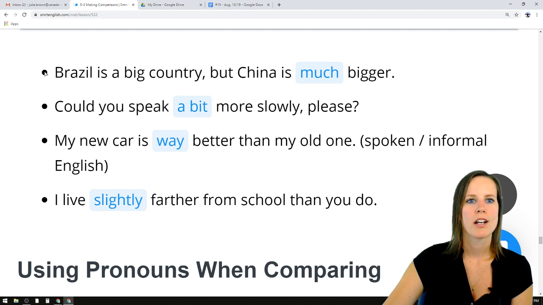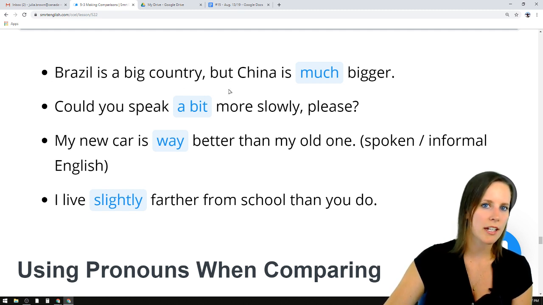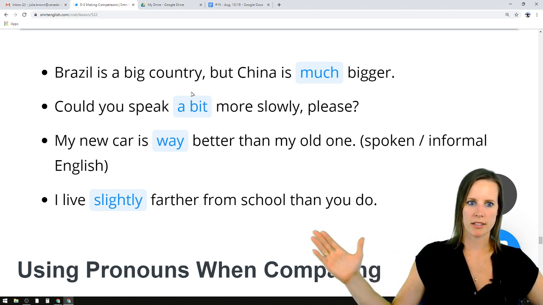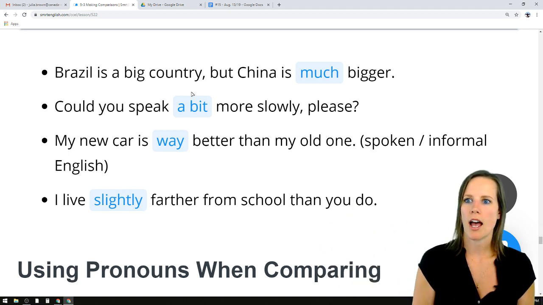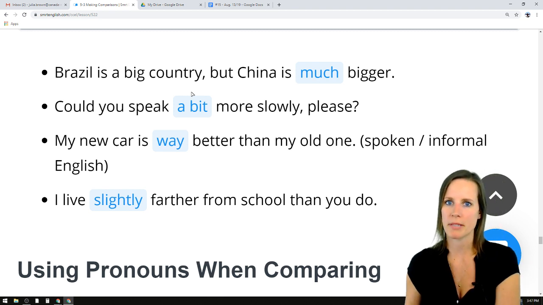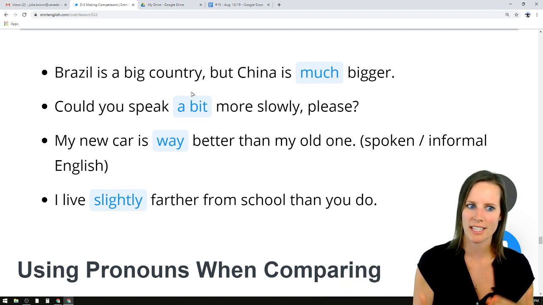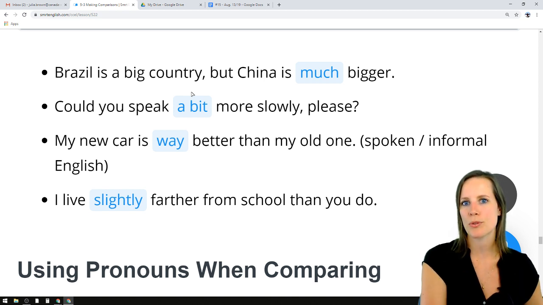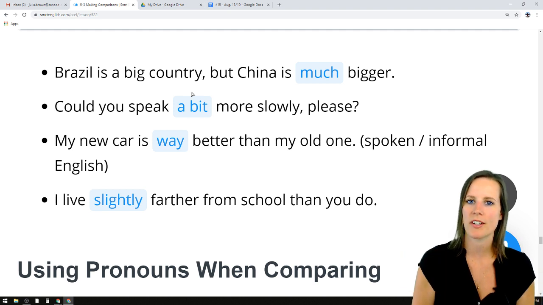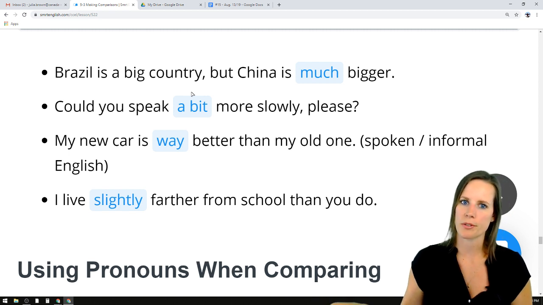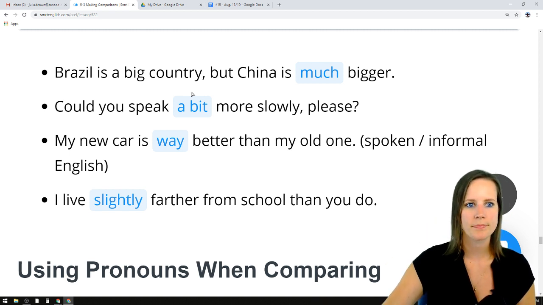Okay, so let's see here. Brazil is a big country, but China is much bigger. So our comparative is big, much bigger. Could you speak a bit more slowly, please? Just a little. My car is way better than my old one. This is really informal spoken English. Way better. This means a lot better. He is way happier than he used to be. So it just means a lot, but very informal. I live slightly farther from school than you do. So just a little bit.